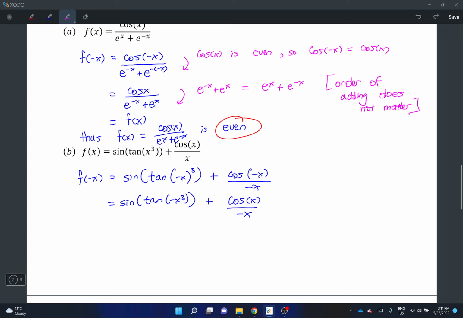Okay, the next line, cos of x is even. The next line, tan of x is odd.